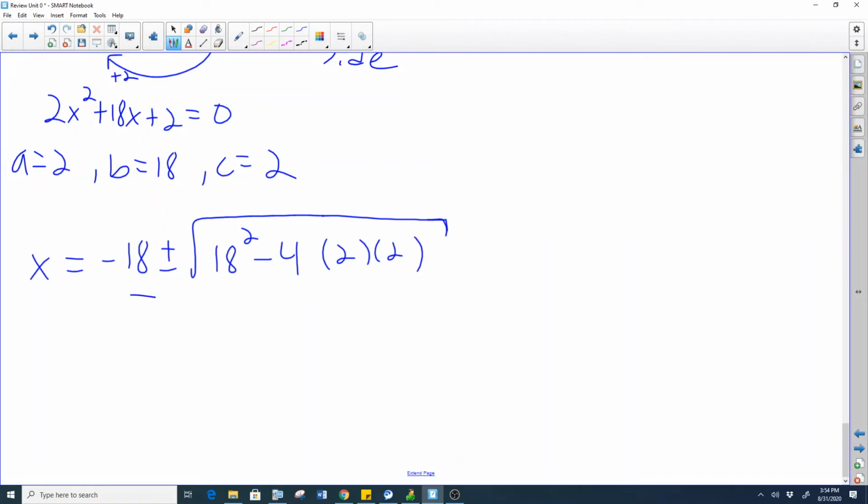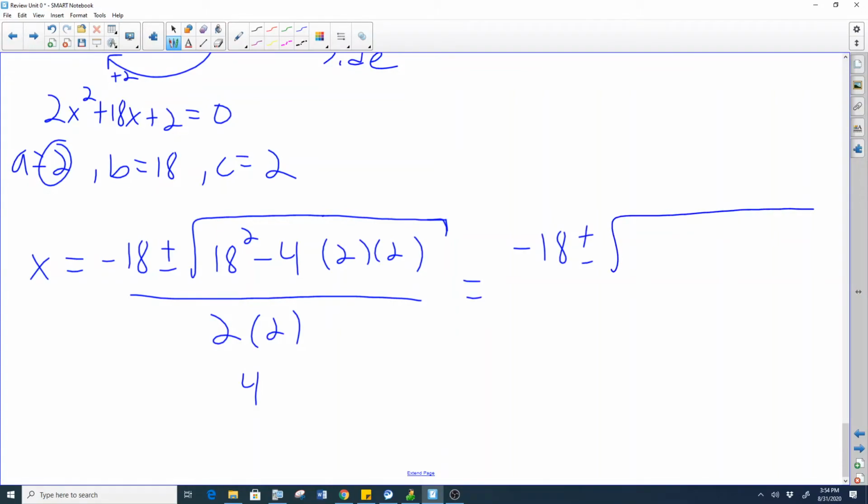All over what? Remember, all over 2a. Where in this case, our a is a 2, so 2 times 2, which will just be a 4. Okay, excellent. So now we have negative 18 plus or minus the square root of.